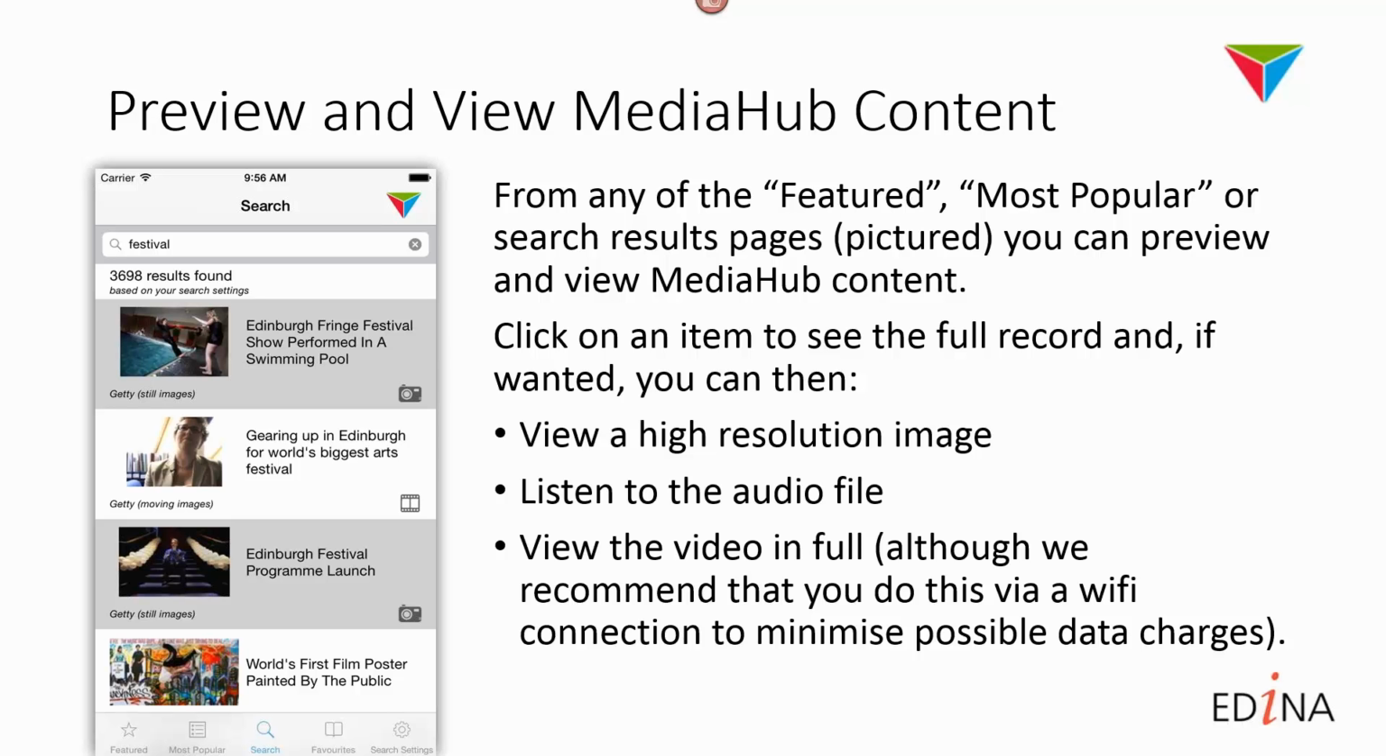And basically, to look at more detail, you just tap on the image or on the record there. You can see it alternates between grey and white backgrounds, so anywhere in that panel of grey or panel of white, if you tap there, you can go through to the record and view it with a high resolution image usually, listen to the audio file, and view the video in full.